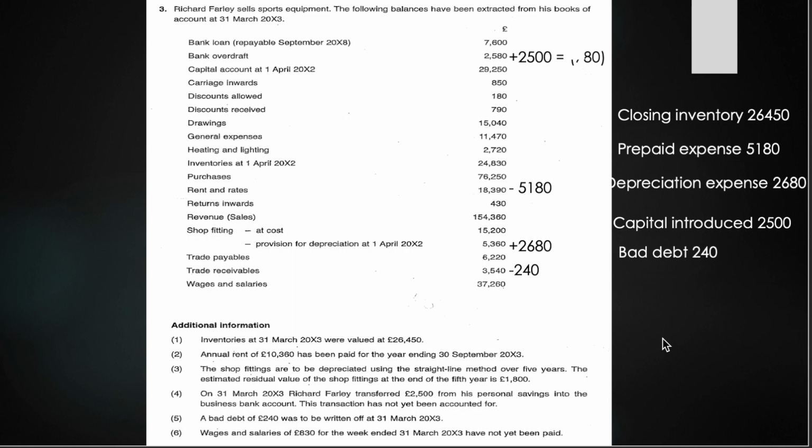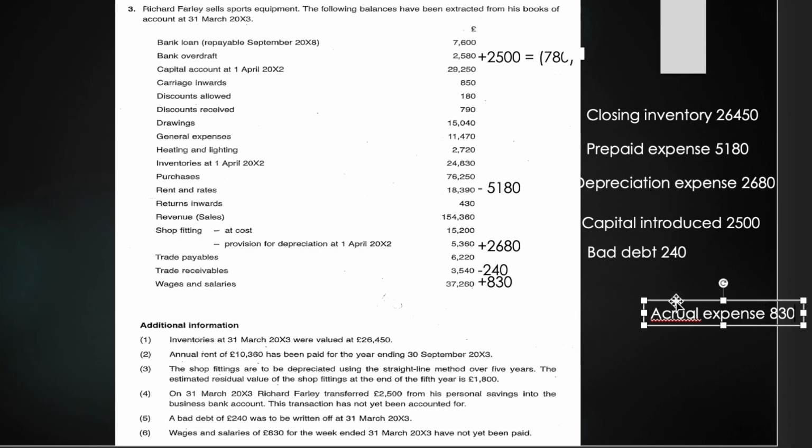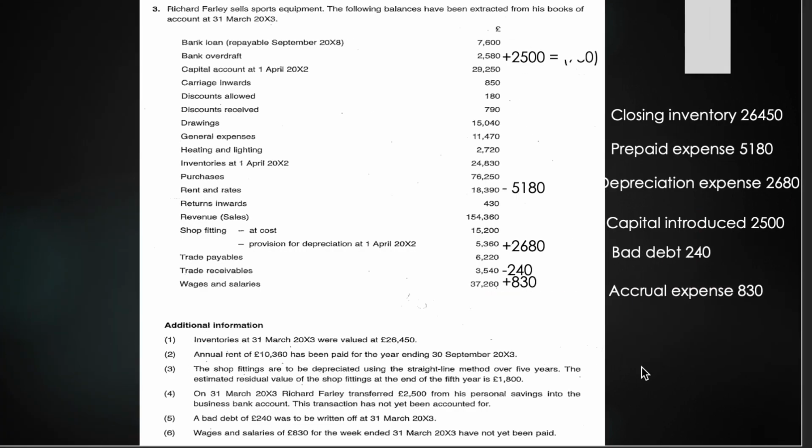Sixth adjustment. Wages and salaries of 830 for the week ended 31st March 2003 have not yet been paid. So let me just remind you again, we include everything that we should have paid, not what we have paid. So 830 we should have paid. So we add 830 to wages and salaries, as well as that 830 is an accrual expense. So accrual expense is a separate balance. So our new wages and salaries balance is 38,090.